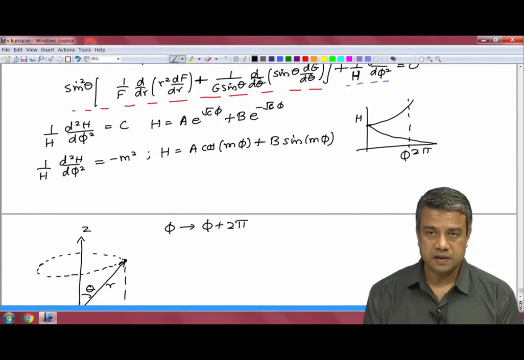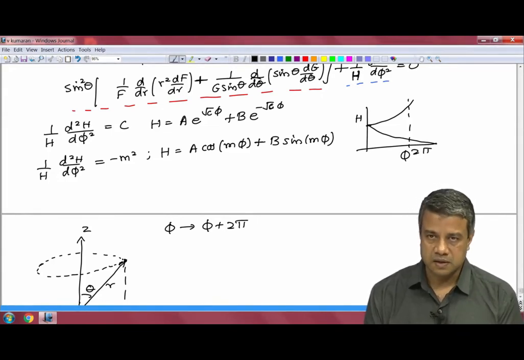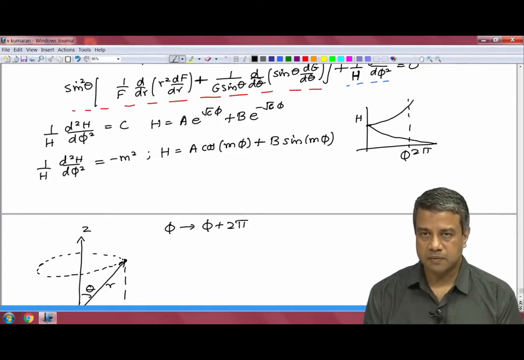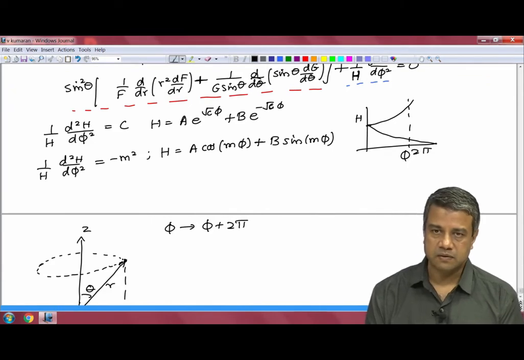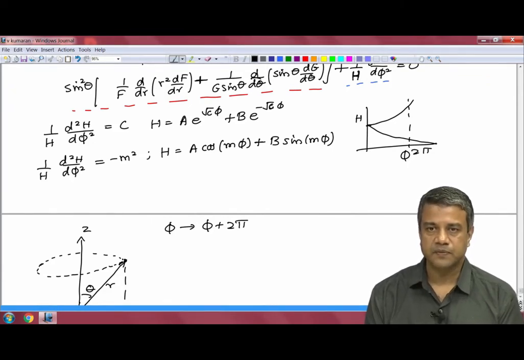Sine and cos functions are periodic. They do come back to their original values when you go around by 2 pi, only if m is an integer. Okay, only if m is an integer. If m is equal to 1, 2, 3, etc.